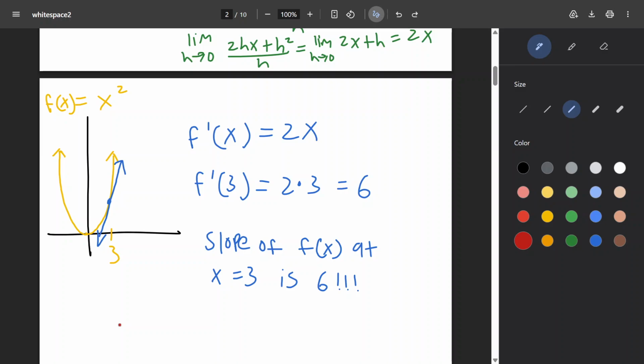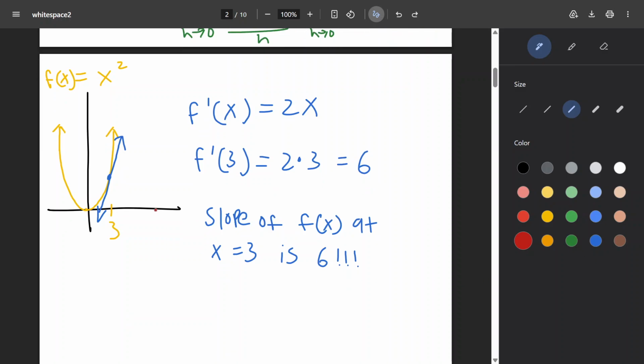And this will work at any point on our function. So if you take a point A and you want to find the slope of this function at A, you just need to plug A into the derivative. And this will be the slope at that point A.